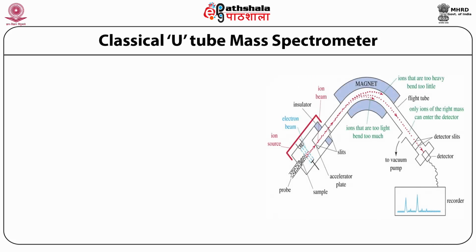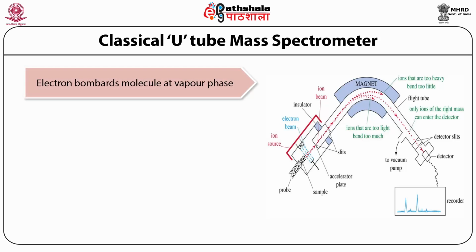What you see here is the classical U-tube mass spectrometer. On one side, you have a probe in which the sample is introduced from the gas chromatography. As you know, the carrier gas in the gas chromatography carries the molecule in a gaseous state, isolated in the column, and it is fed into this mass analyzer where it meets the electron beam which is applied on it.